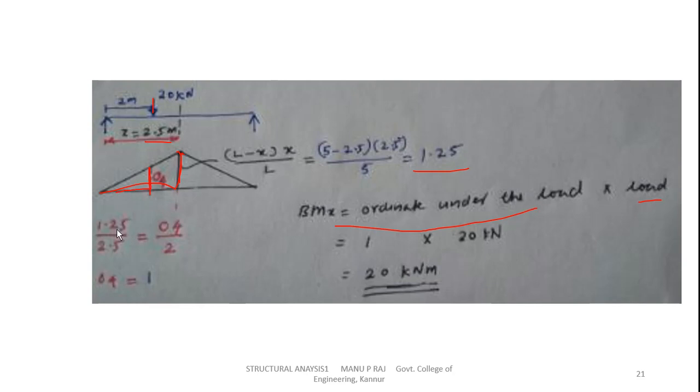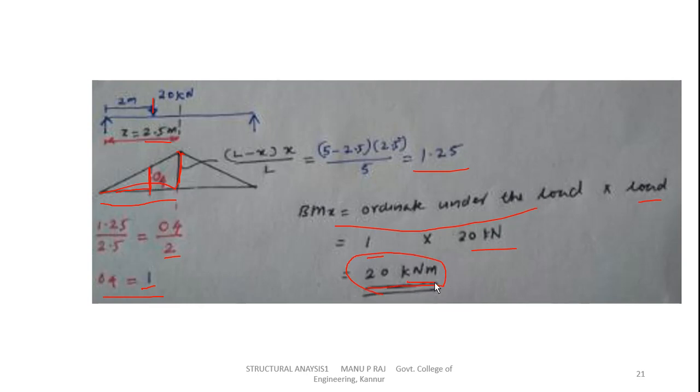From these two triangles, this triangle and this triangle, 1.25 divided by 2.5, this length is 2.5, equals O4 divided by 2, this length is 2. So O4 equals 1. No unit, the magnitude is 1. So the bending moment equals the ordinate under the load into the load, equal to 1 into 20 kilonewton. So the value will be 20 kilonewton meter. Don't forget to put the unit for bending moment. This is kilonewton meter.